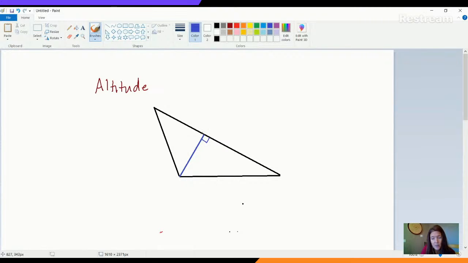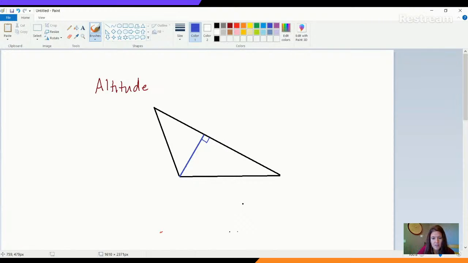It's kind of like the perpendicular bisector because it's got 90 degrees, but it doesn't divide your side into two equal parts. So it's not like the perpendicular bisector in that way, right? So this is an altitude.